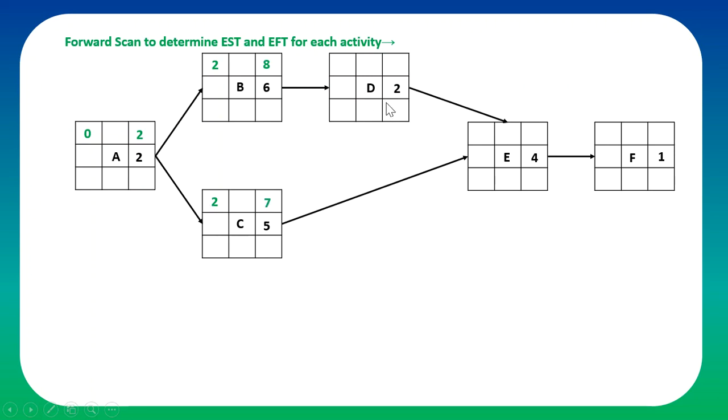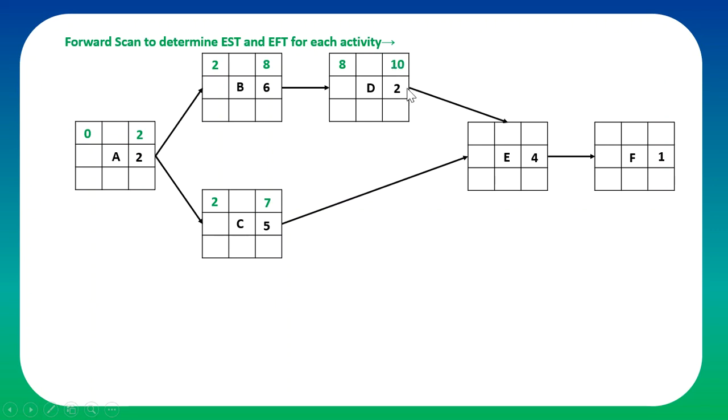Moving on to D. D cannot be started before B is finished. So the earliest start time for D is 8, which is the finishing time for B. Then the earliest finishing time for D would be 8 plus 2, 10. Now, here's a bit of a challenge. For E, you've got 2 times over here. One is a 7 and one is 10.